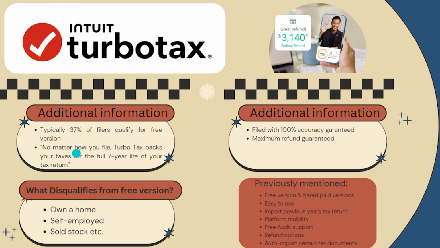And then you can also see here, no matter how you file, TurboTax does actually back your taxes for the full 7 years, the 7-year life of your tax return. And then right over here, you can see it is filed with 100% accuracy guaranteed. Maximum refund is guaranteed as well. Now, as far as what that actually means, it does just kind of go over some typical things that people can miss. But even with that, you can actually be missing out on some refunds. So just pay attention when you're going through this that you are filing with all the paperwork you have, as well as all the previous things mentioned when it comes to the benefits and features of all the tax services we talked about today.